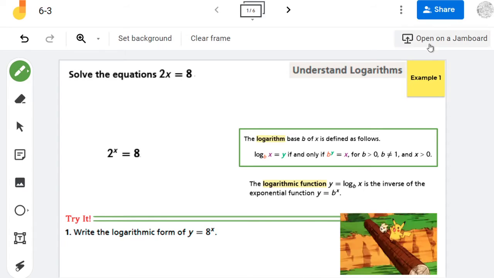In today's video, I'm covering example 1 from section 6-3 in the SavvasRealize Algebra 2 textbook. The goal of this video is to understand logarithms.